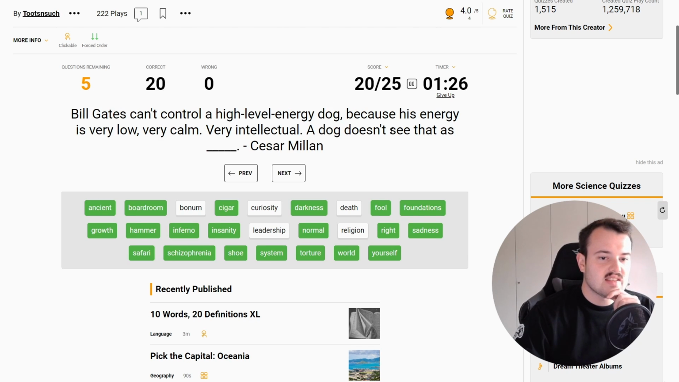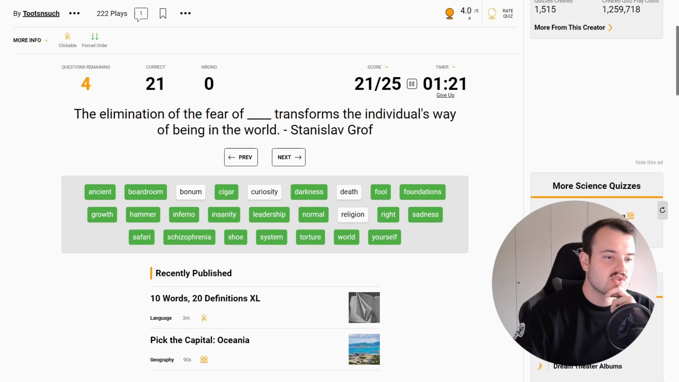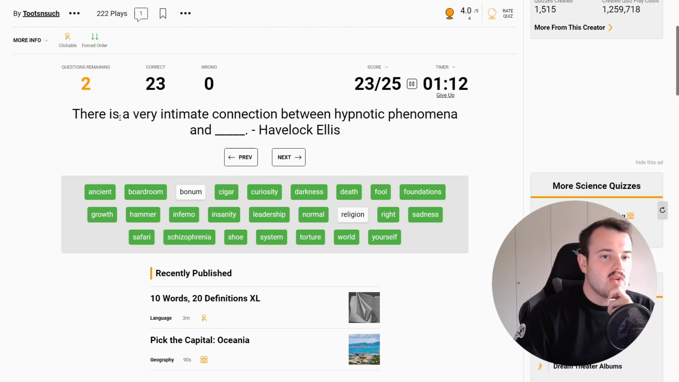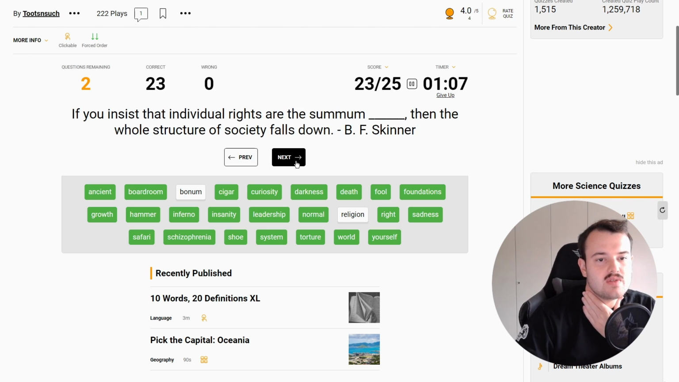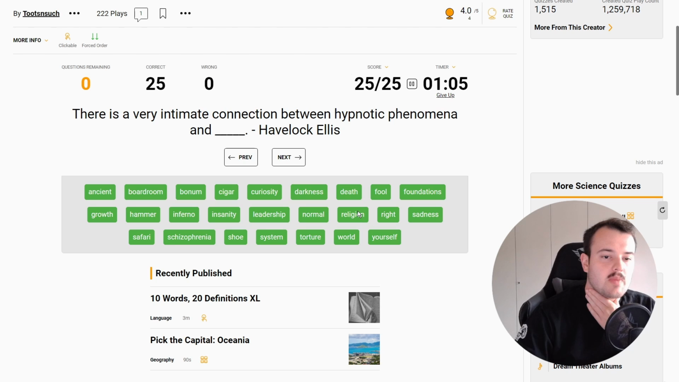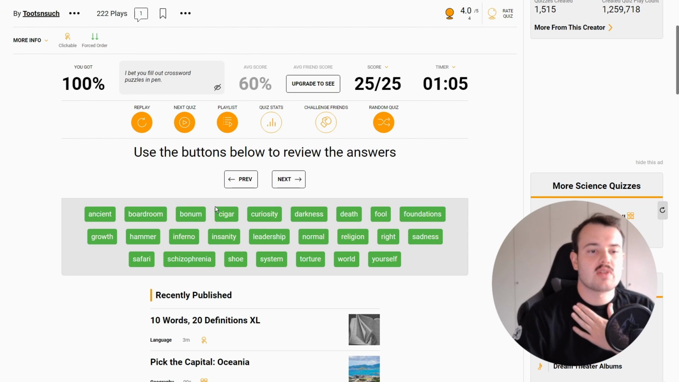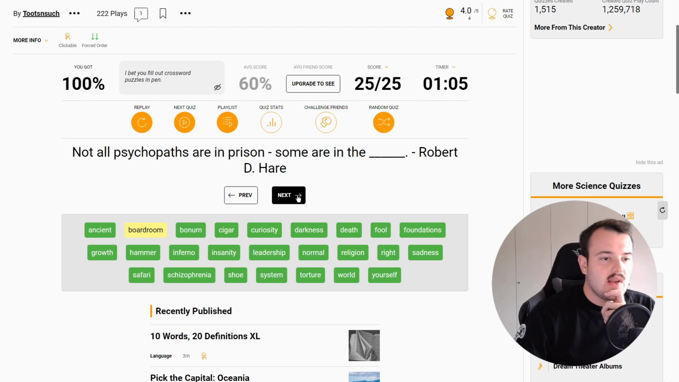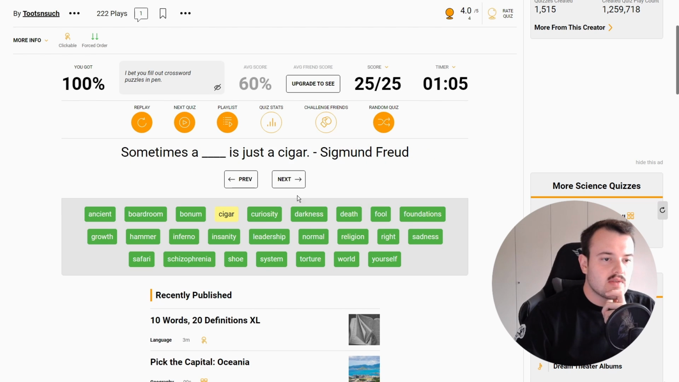A dog doesn't see that as leadership? No, it doesn't see that as leadership, of course. The elimination of the fear of death, for sure. And people don't have any curiosity about themselves, right? There is a very intimate connection between hypnotic phenomena and probably religion. Yeah, and I thought this was going to be bonum, and bonum is probably going to mean something about the good part of things, right? There was one I still wanted to talk about. It was this one, right?